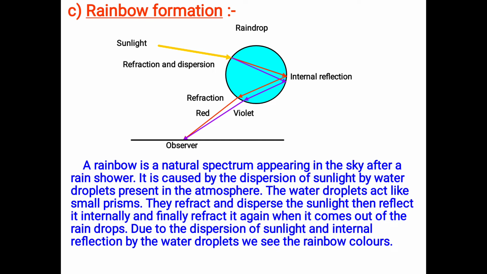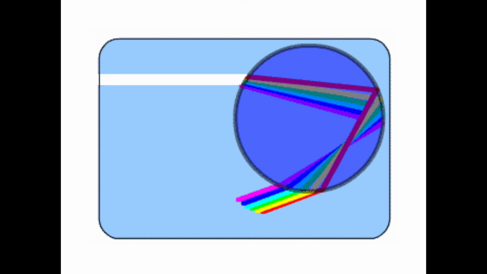They refract and disperse the sunlight, then reflect it by total internal reflection, and finally refract it again when it comes out of the raindrop. Due to the dispersion of sunlight and internal reflection by the water droplets, we see the rainbow colors like this. Now this is the secondary rainbow. That means here there are two total internal reflections.